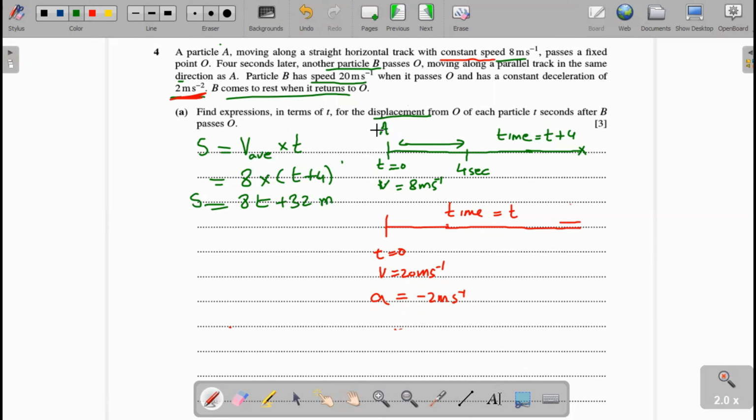Now next we will find the expression in terms of t for the displacement of particle B.